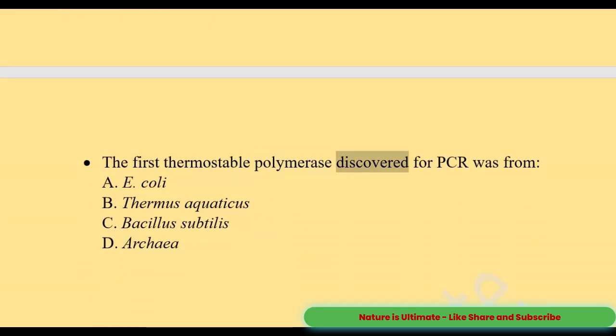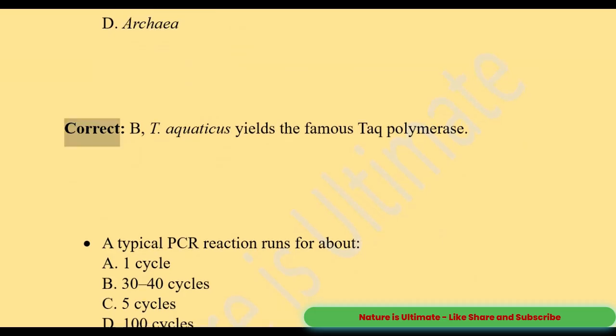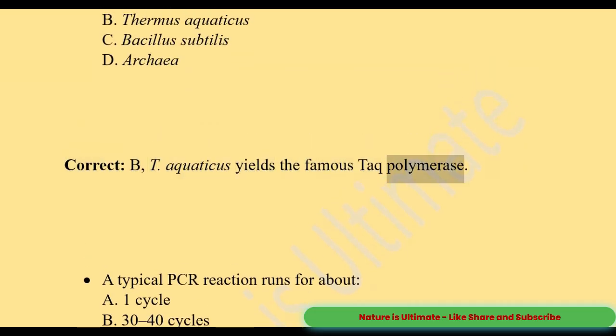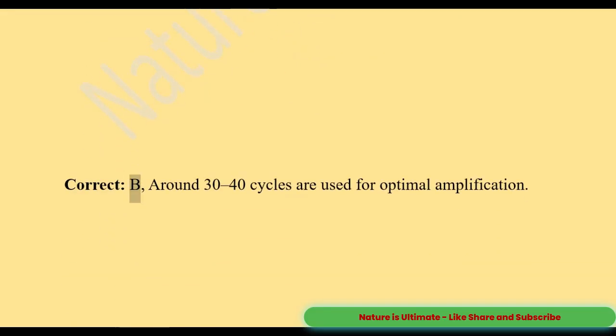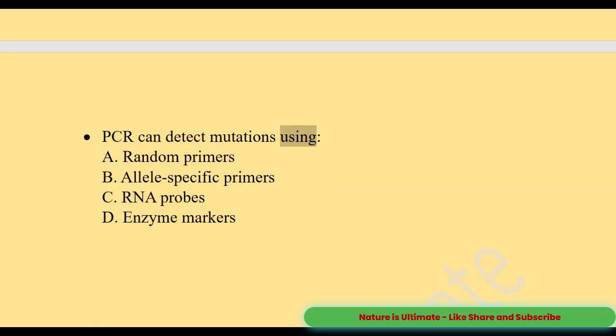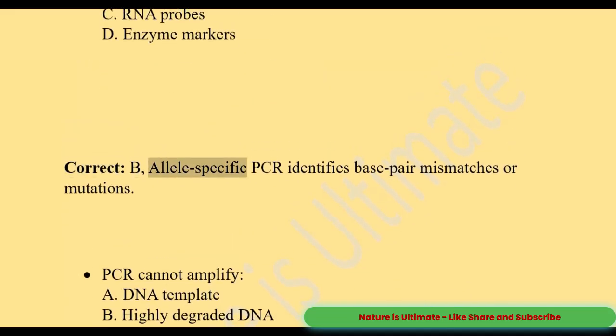The first thermostable polymerase discovered for PCR was from A. E. coli, B. Thermus aquaticus, C. Bacillus subtilis, D. Archaea. Correct. B. T. aquaticus yields the famous Taq polymerase. A typical PCR reaction runs for about A. 1 cycle, B. 30 to 40 cycles, C. 5 cycles, D. 100 cycles. Correct. B. Around 30 to 40 cycles are used for optimal amplification. PCR can detect mutations using A. Random primers, B. Allele-specific primers, C. RNA probes, D. Enzyme markers. Correct. B. Allele-specific PCR identifies base pair mismatches or mutations.